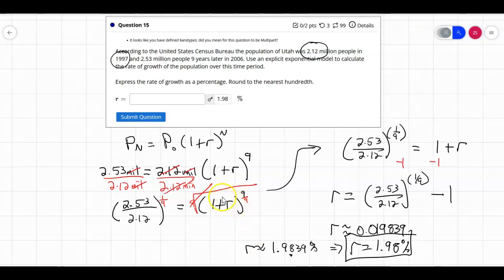I hope this makes sense. To solve for the rate, you use a root.